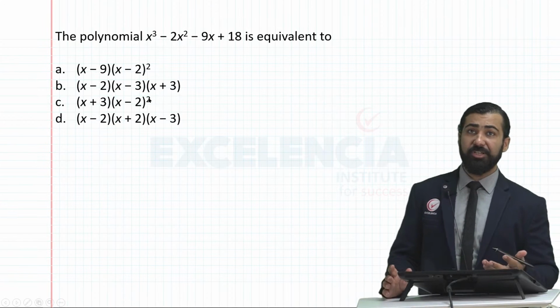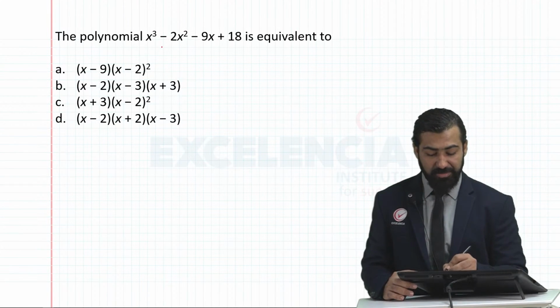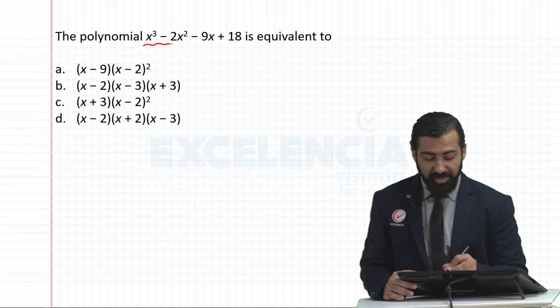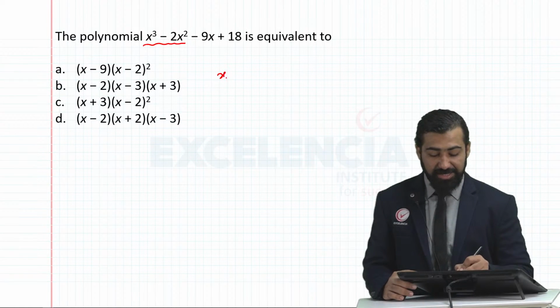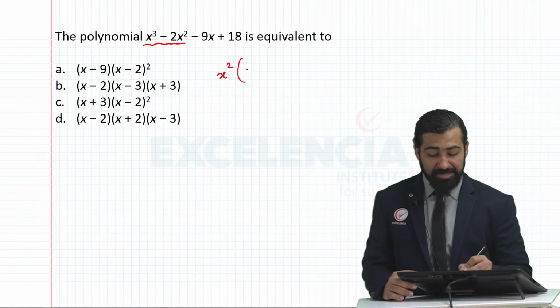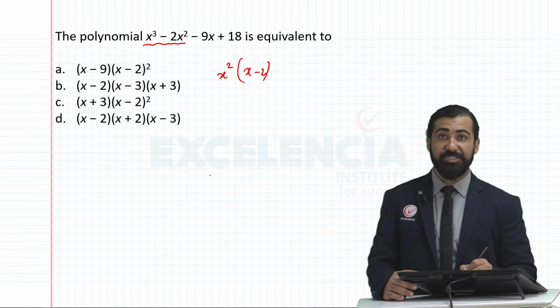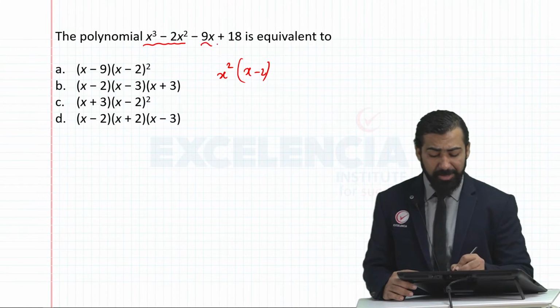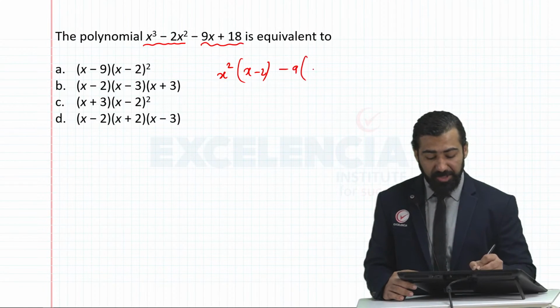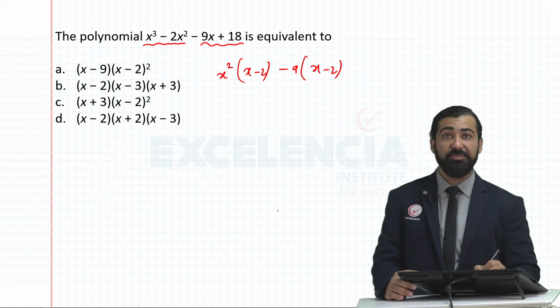Alternately, we can do it using the normal factorization method. So when I'm factorizing from both of these, I observe that x square is common. I take x square common, I'll be left with x minus 2. From the remaining two, I take minus 9 common, I'm left with x minus 2.